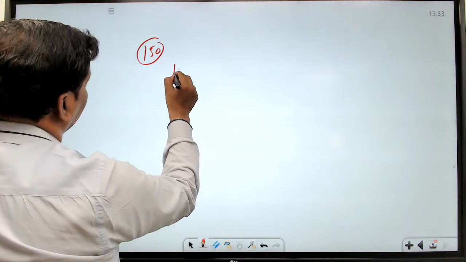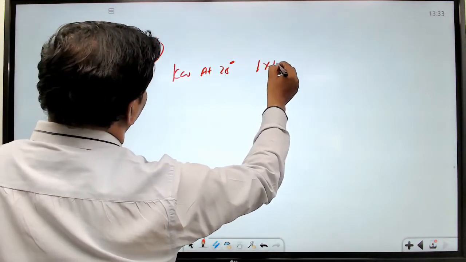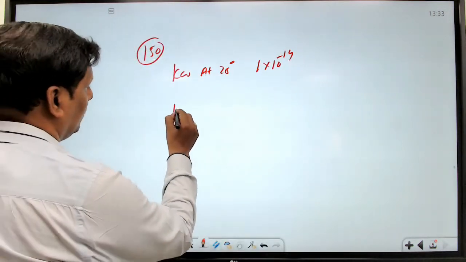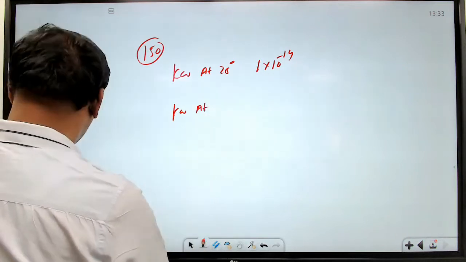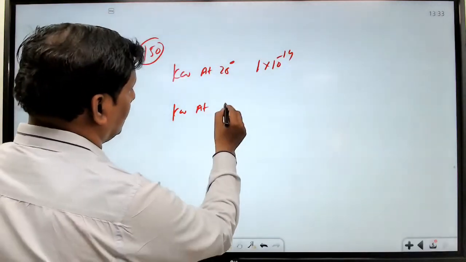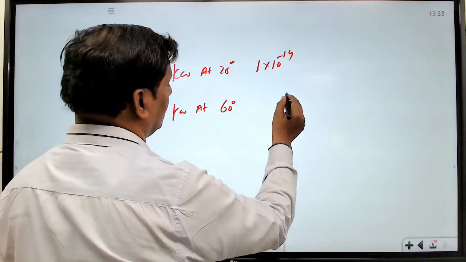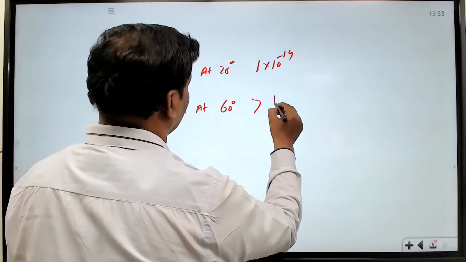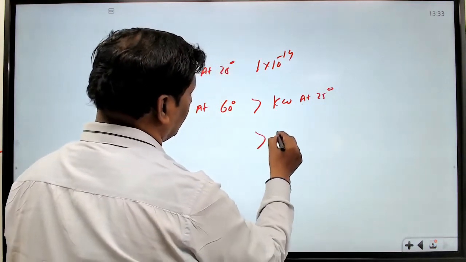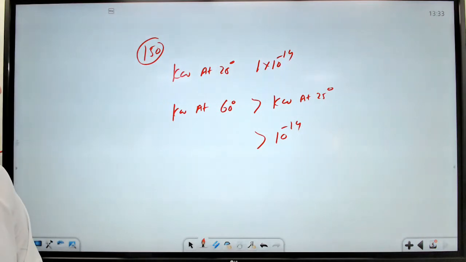Kw at 25 degrees is equal to 1 into 10 power minus 14. Kw at what temperature is given? At 60 degrees. Kw at 60 is definitely greater than Kw at 25 degrees, no doubt.